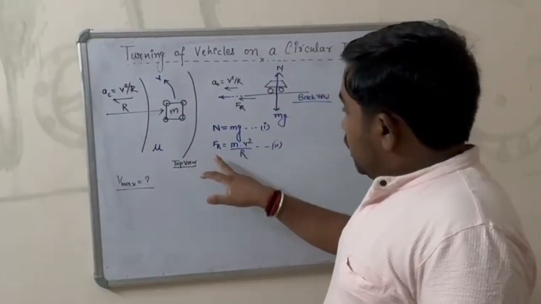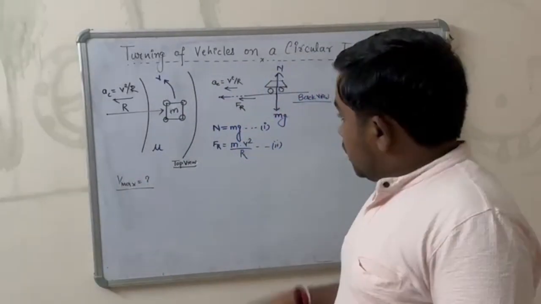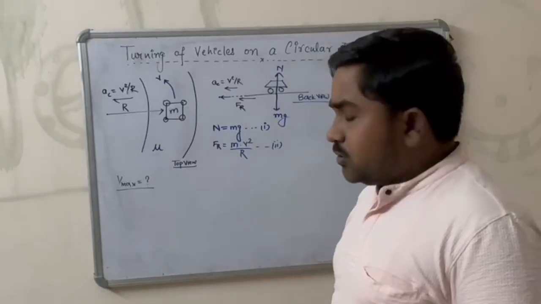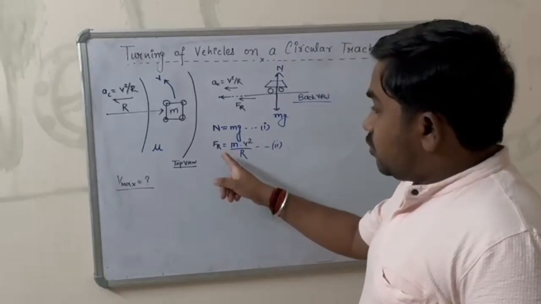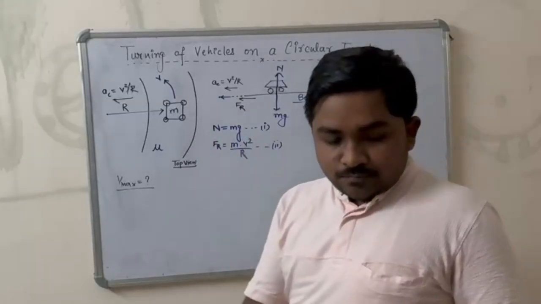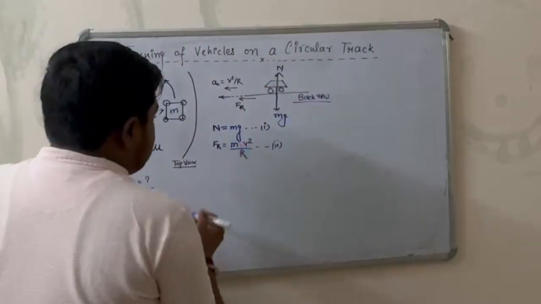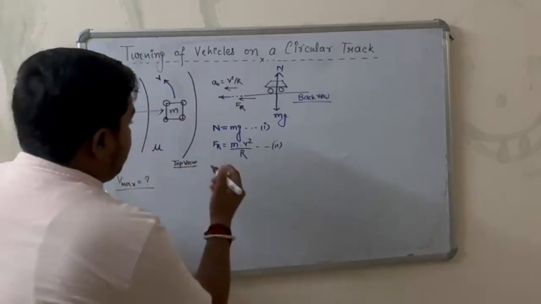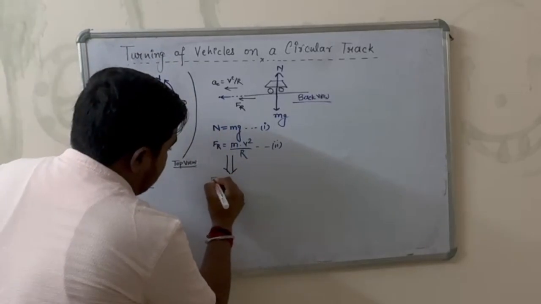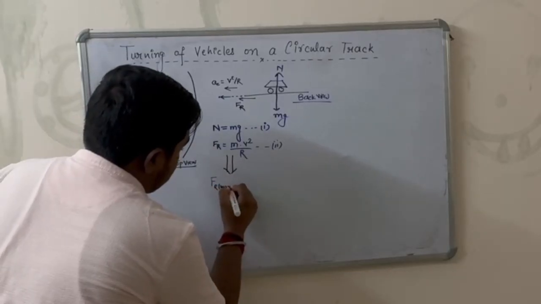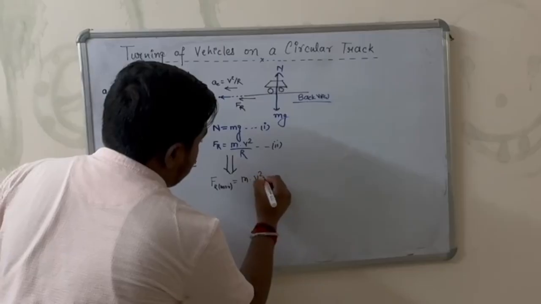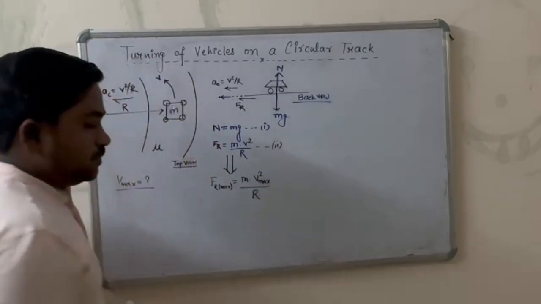Now, I have to find Vmax. In this expression, if you analyze, if I have to maximize the velocity, then I have to maximize Fr, because mass and radius are constant properties here. So now, to maximize this v, I need to maximize Fr. That is, I can write this equation for my situation as Fr max is equal to mass into Vmax square divided by R.